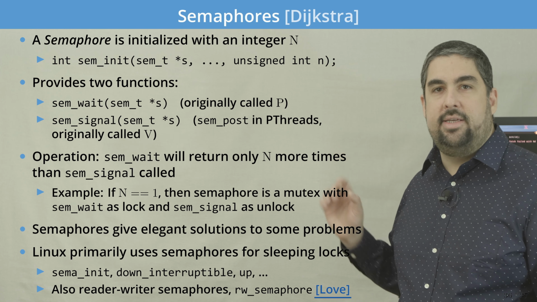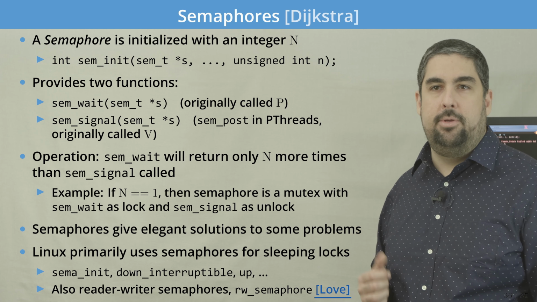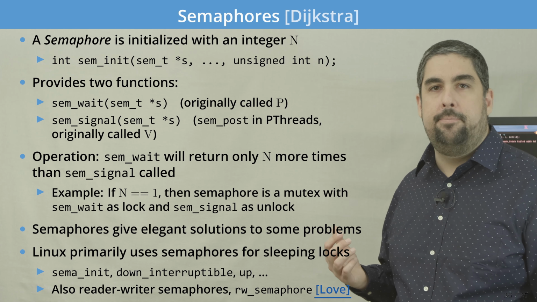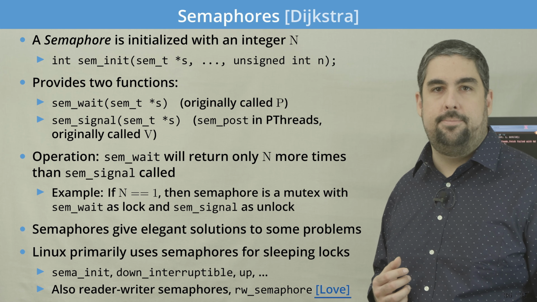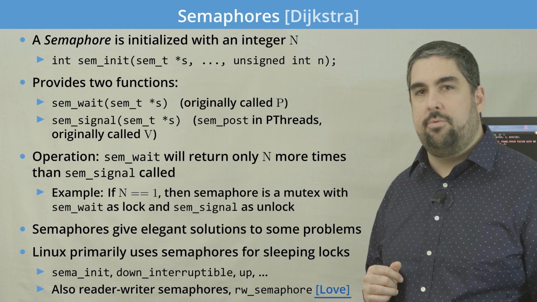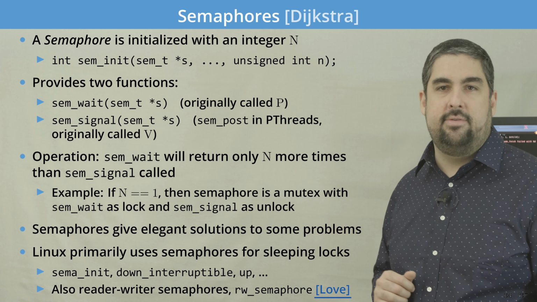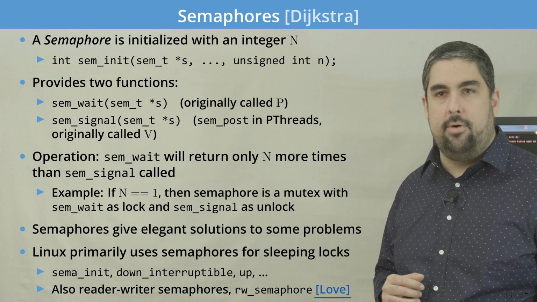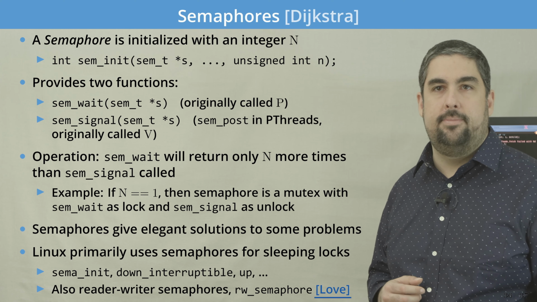And there's a nice case here where if we set n to 1, then we can use a semaphore as a mutex. So we can call semWait the same as a mutex lock, and we can call semSignal to unlock the lock, similar to mutex unlock. Semaphores are nice because they give some elegant solutions to certain kinds of problems. In fact, in the Linux kernel, semaphores are used primarily for certain kinds of sleeping locks. There's also a few other variations I cite here, of read-write semaphores and other versions that have specialized applications.